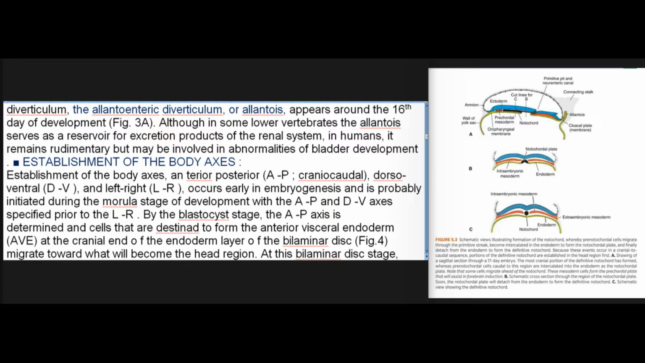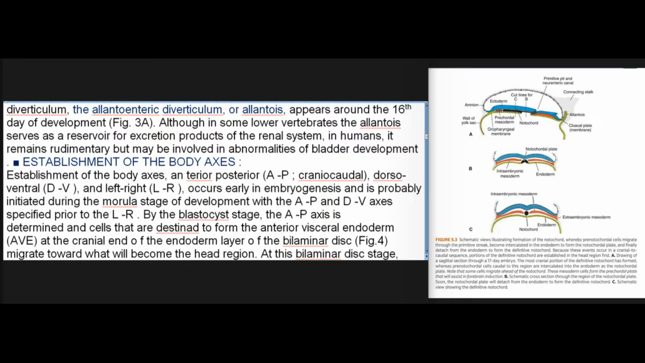Establishment of the body axis, anterior-posterior, AP, craniocaudal, dorsoventral, DV, and left-right, LR, occurs early in embryogenesis and is probably initiated during the morula stage of development with the AP and DV axes specified prior to the LR.